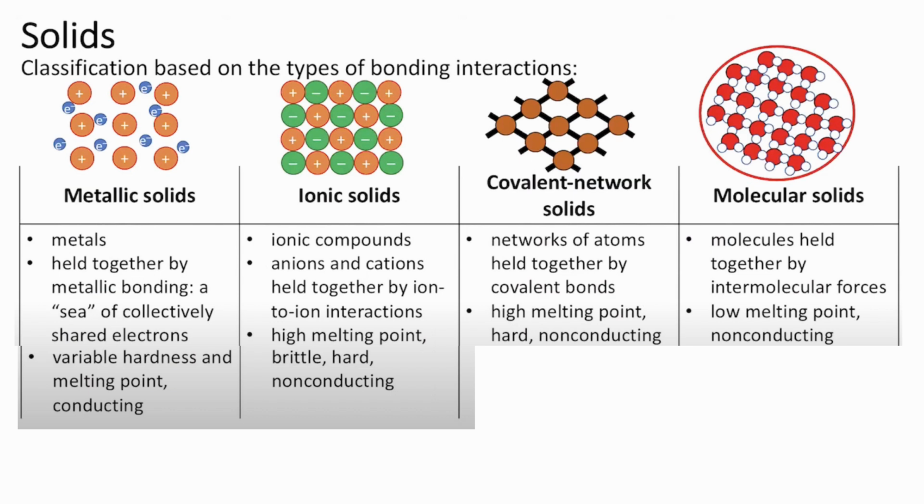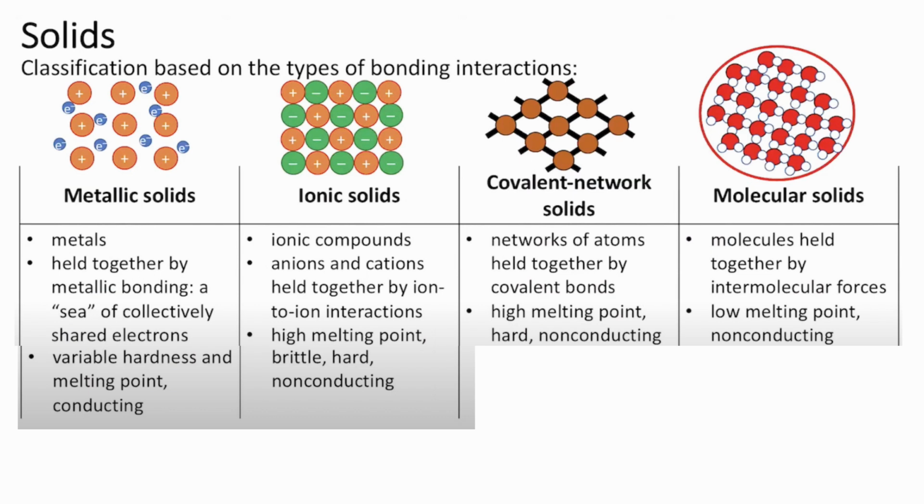Remember, ionic compounds are going to be anions and cations held together by their electrostatic attraction between the positive charge and the negative charge. When we're talking about ionic solids, they do have pretty high melting and boiling points. They are brittle, they are hard, and as a solid, they do not conduct electricity. Now keep in mind, when ionic solids are dissolved in water, which most of them are soluble, they're going to split apart into their positive cations and their negative anions, and at that point, they will be able to conduct electricity.